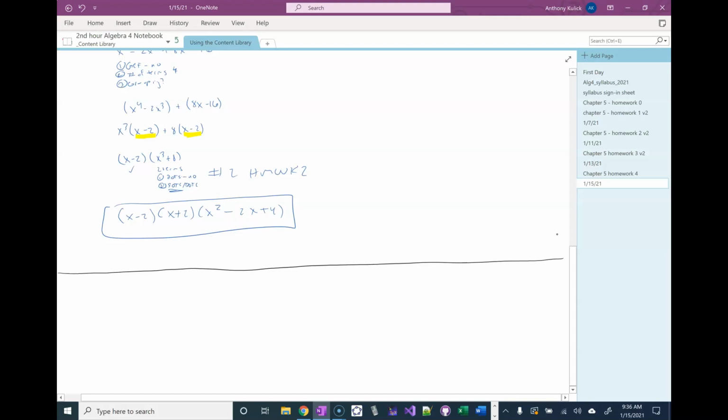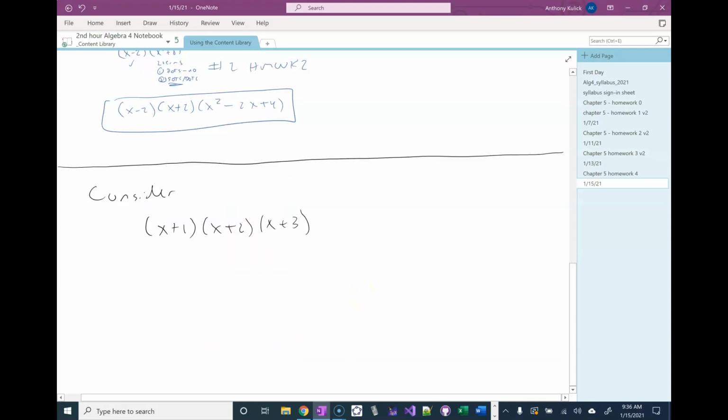So what we're going to do today is I'm going to point out to you some holes that we have in that factoring tree. And then we're going to start talking about how we can start plugging some of those holes. Okay? So I want you to consider this polynomial, right? This is a factored form for some kind of polynomial.